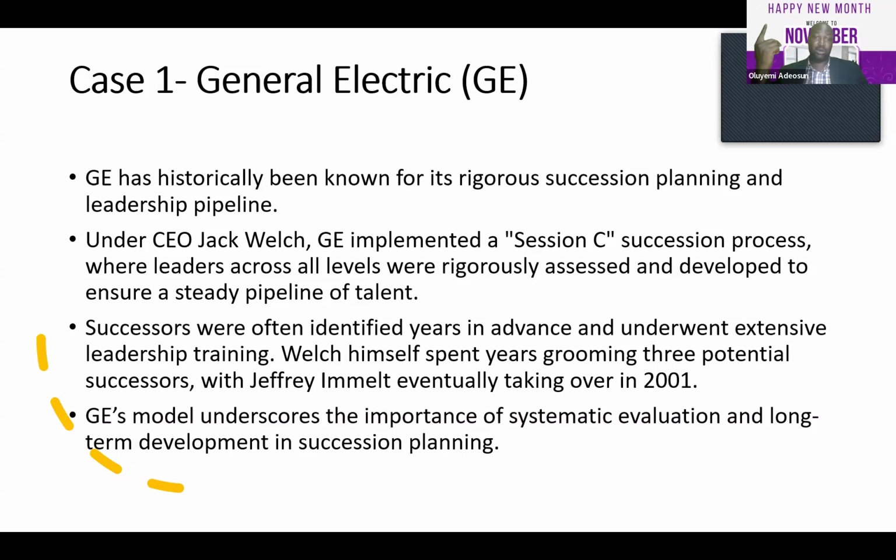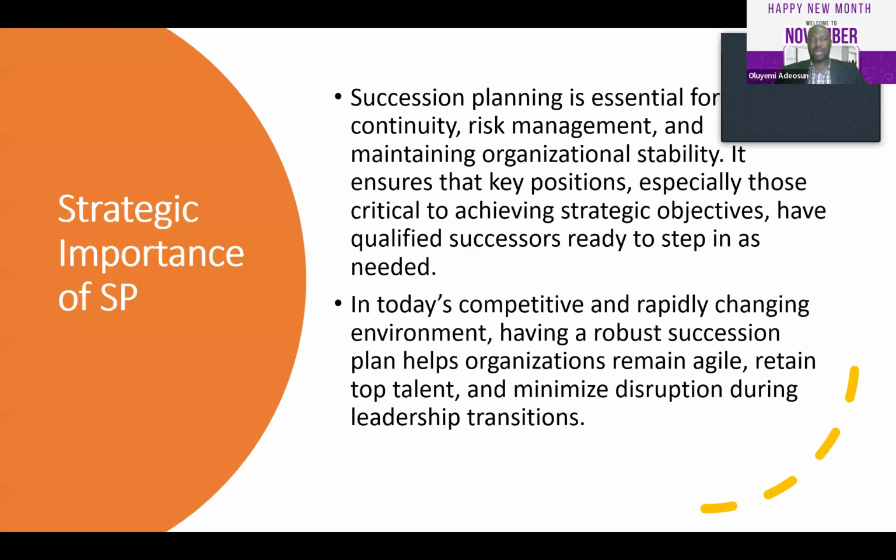One of the three, named Jeffrey Immelt, eventually replaced him as CEO in 2001. Of course, in quick succession, the other two became CEOs of other companies because they were so groomed, so prepared. Other organizations and firms quickly came to snatch them and appoint them as CEO. And you will see here that GE's model underscores the importance of systematic evaluation and long-term development in succession planning.